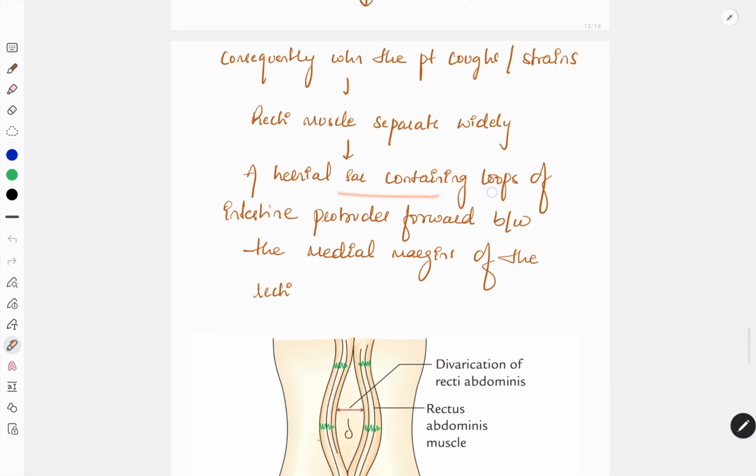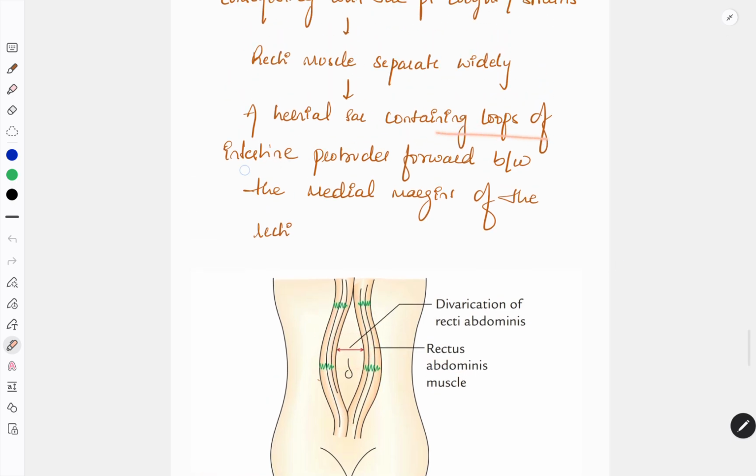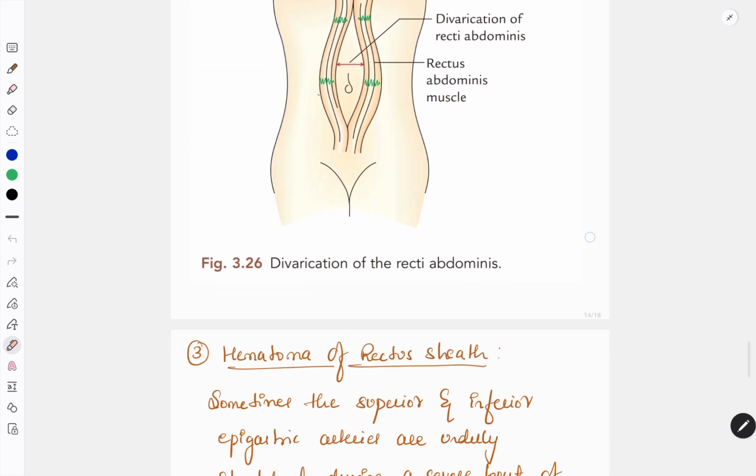A hernial sac containing a loop of intestine protrudes forward between the medial margins of the recti. As you can see in this diagram, the rectus abdominis muscle is splitting. From here there can be herniation of loops of intestine. This is the medial part, right? So on the medial margins of the recti muscle, you can see there can be splitting of the recti, and that can also lead to herniation.